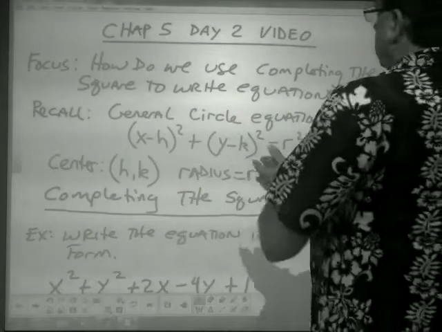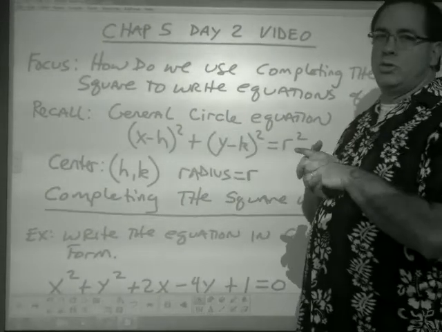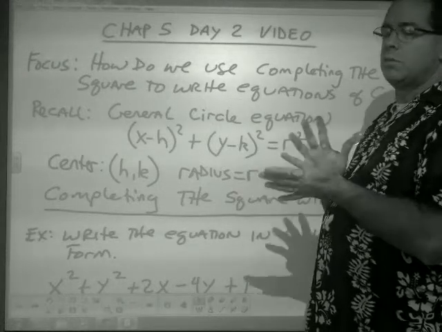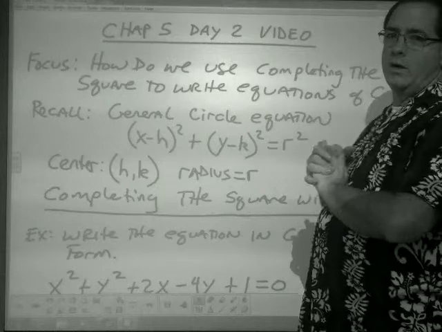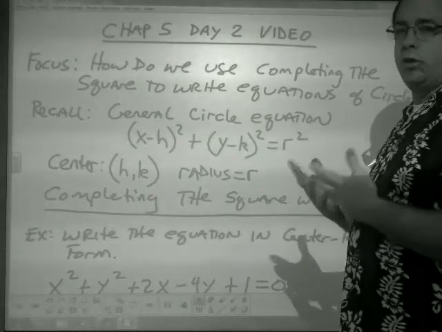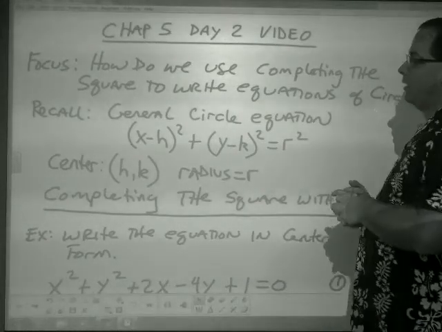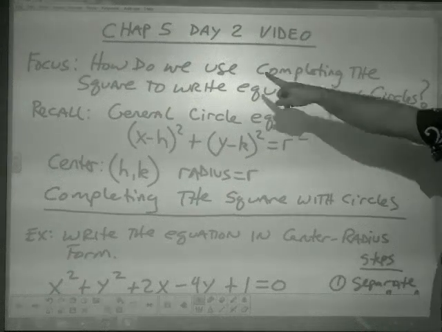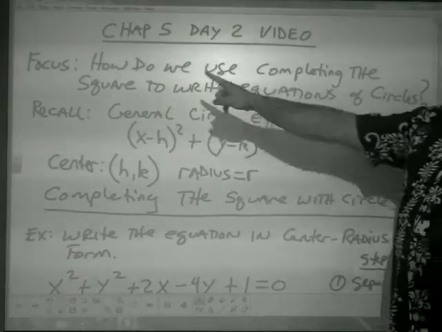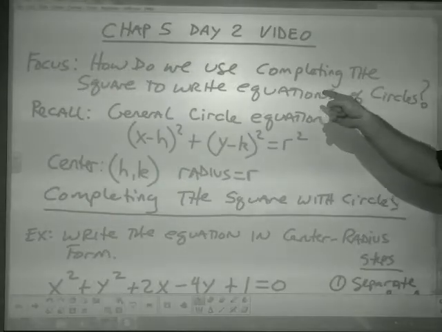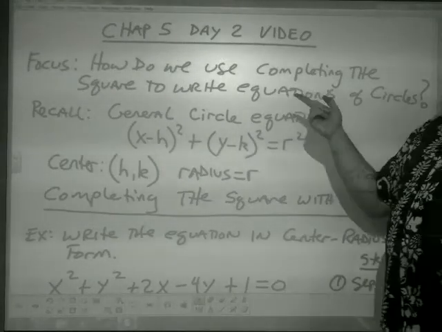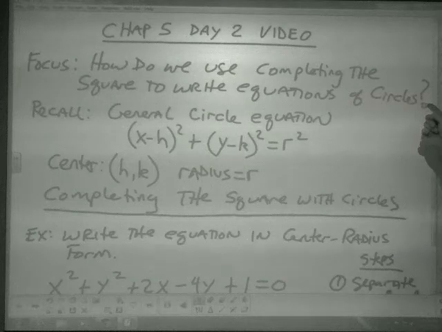Okay, Chapter 5, Day 2. We've done some completing the square. We're going to do some more work today with completing the square, but we're also going to add on another piece with completing the square. And so what we're going to focus on today is how do we use completing the square, the process that we just got done doing, to write equations of circles. How do we use it to write equations of circles?